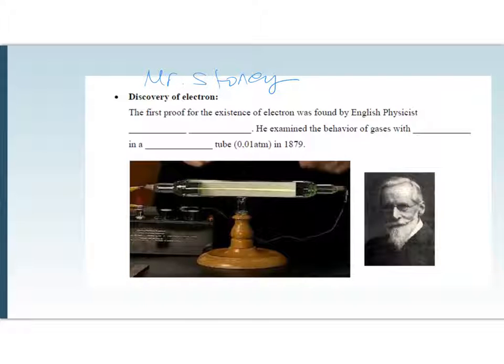After him, Crookes carried out an experiment with his tube known as the Crookes tube. So this is the Crookes tube. The name of this English physicist is William Crookes. He examined the behavior of a gas with electricity in a vacuum tube, not a perfect vacuum, but there is only 0.01 atm of hydrogen gas in it.